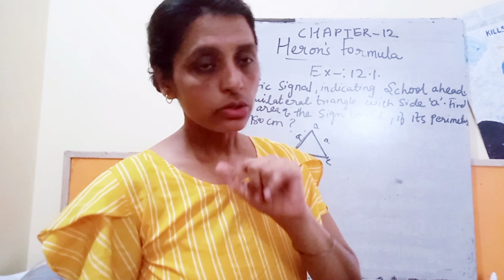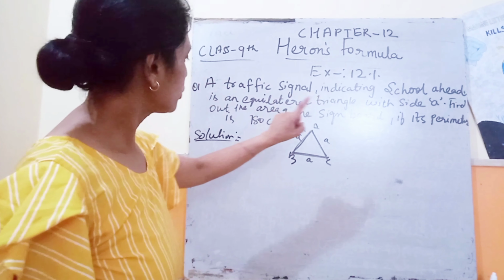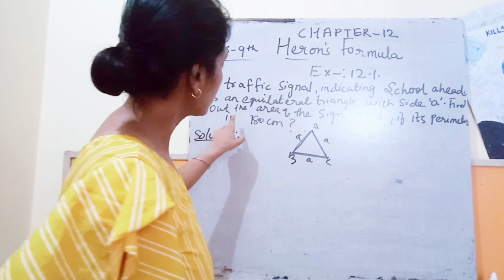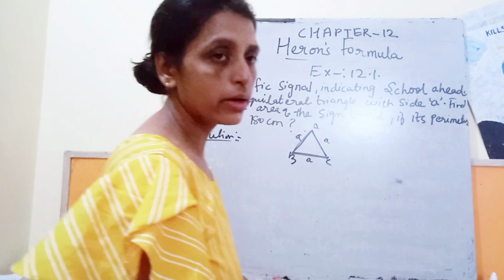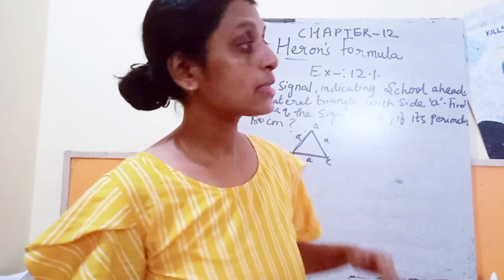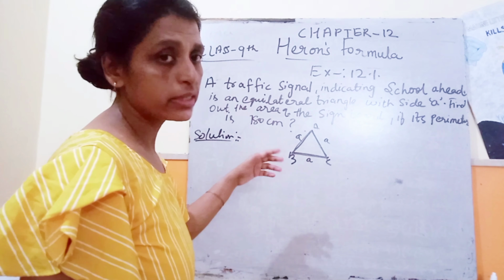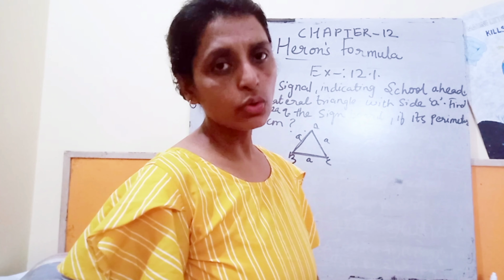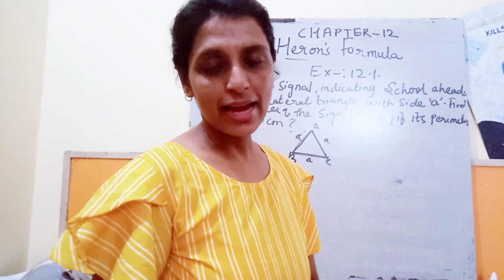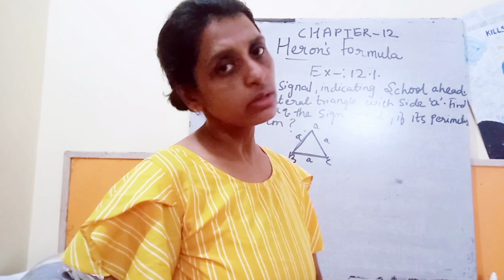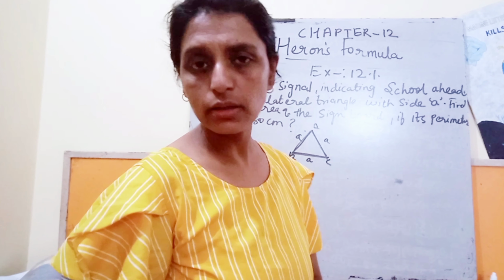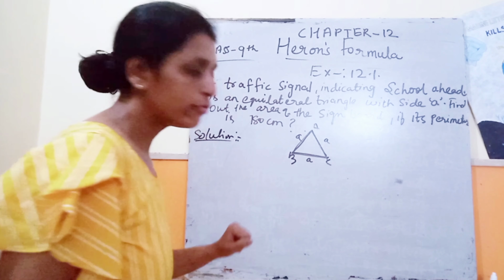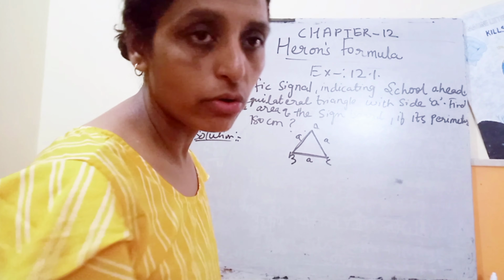One thing is mentioned here: find its area when the perimeter is 180 centimeter. Because the side is not mentioned specifically, it's given only as A, but its perimeter is given. We know that the sides of an equilateral triangle are all the same. If one side is A, the other two sides will also be A. So first we are going to find the value of the sides.